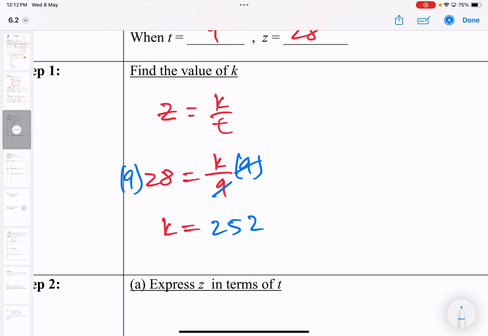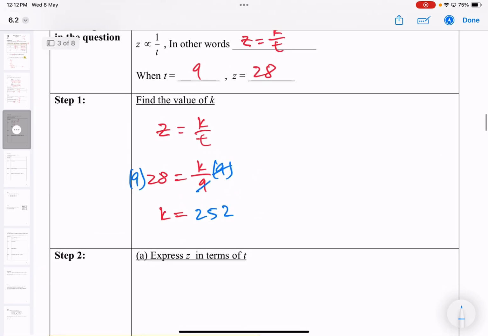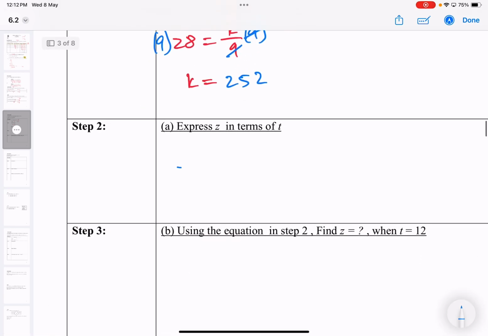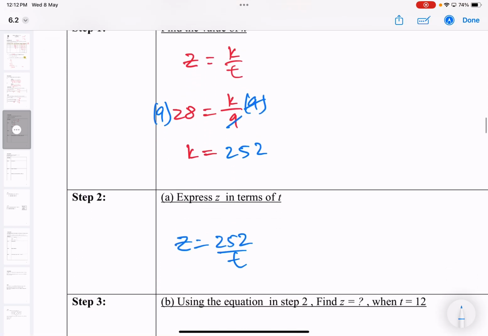Hey, listen up. Whenever it comes to inverse proportion, many of you get stuck here, because you don't know how to calculate the value of K. Remember this, ladies and gentlemen, we don't like fractions. If you don't like fractions, you just multiply both sides to get rid of the fraction. Once we get the value of K, we substitute it back, similar to how we did direct proportion. So we're going to get Z is equal to 252 over T.